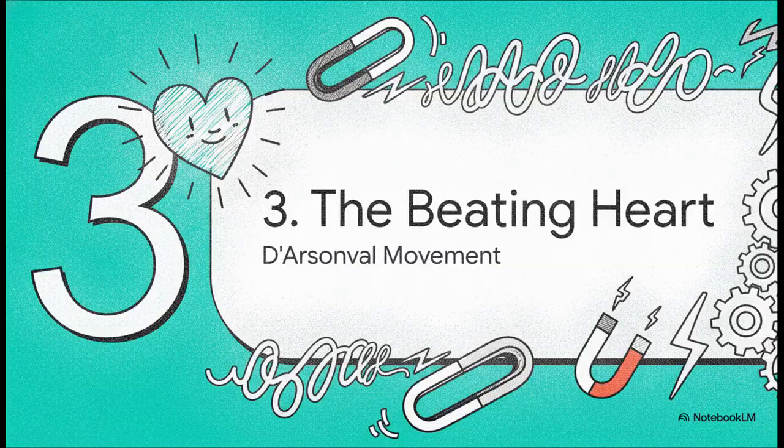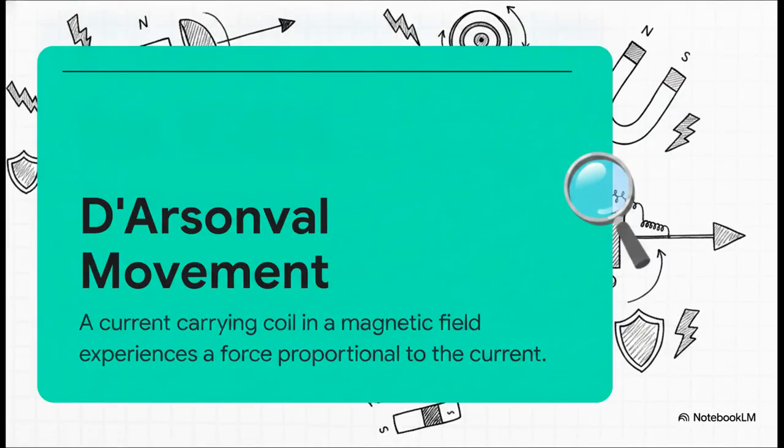Wild, right? Which brings us to part three, the beating heart, the D'Arsonval movement. So with all these wild errors constantly threatening our measurements, engineers really needed a rock-solid core mechanism. Enter the D'Arsonval movement, or if you want to get technical, a permanent magnet moving coil. It's based on a super simple motoring principle. You place a current-carrying coil inside a magnetic field, and it experiences a force that's proportional to the current.